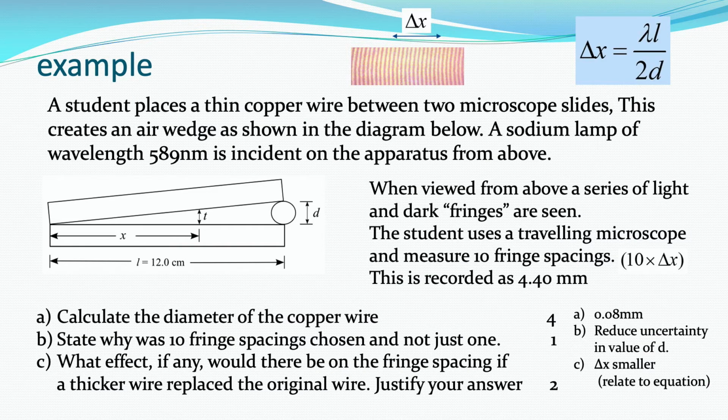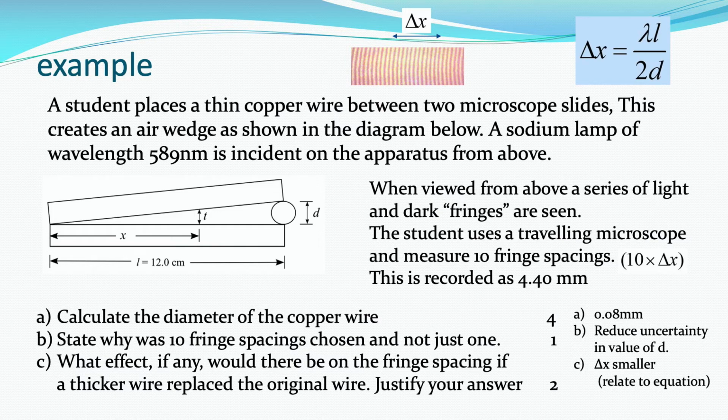A student places a thin copper wire between two microscope slides, and that creates an air wedge as shown in the diagram. Sodium lamp of 589 nanometer wavelength is incident on the apparatus from above. When viewed from above, a series of light and dark fringes are seen. There's a little image of that at the top.